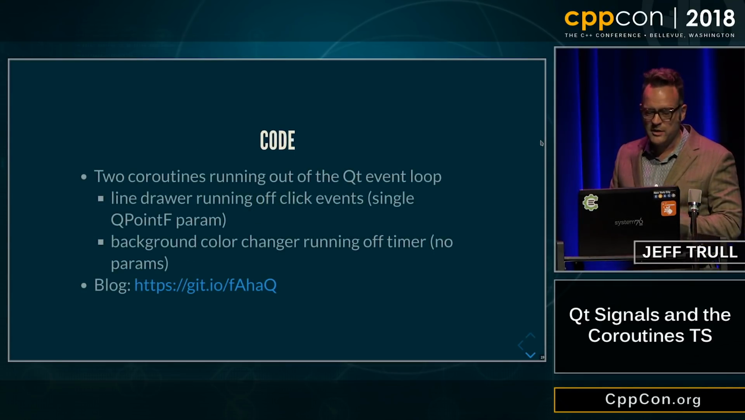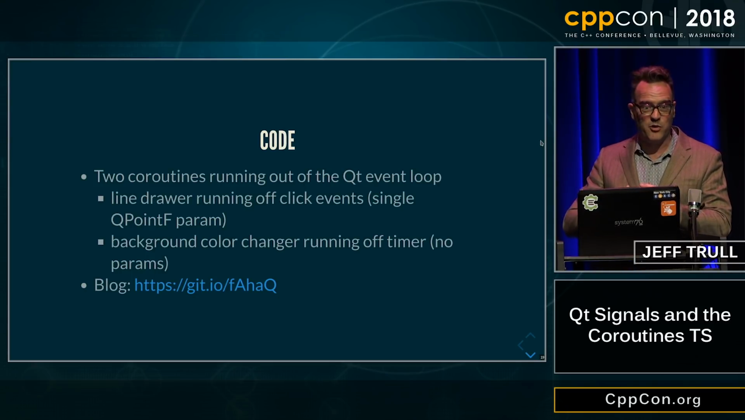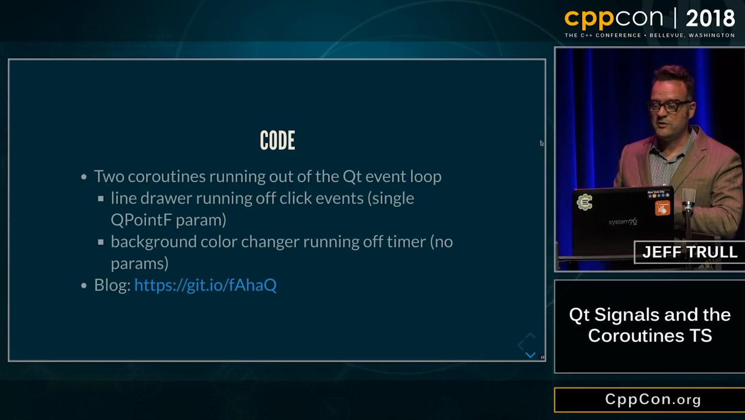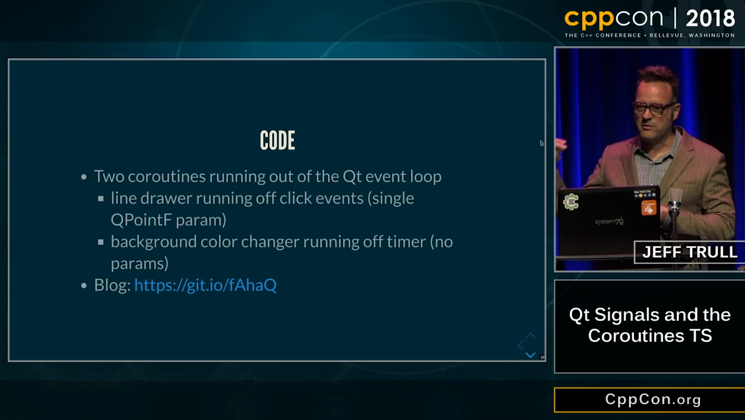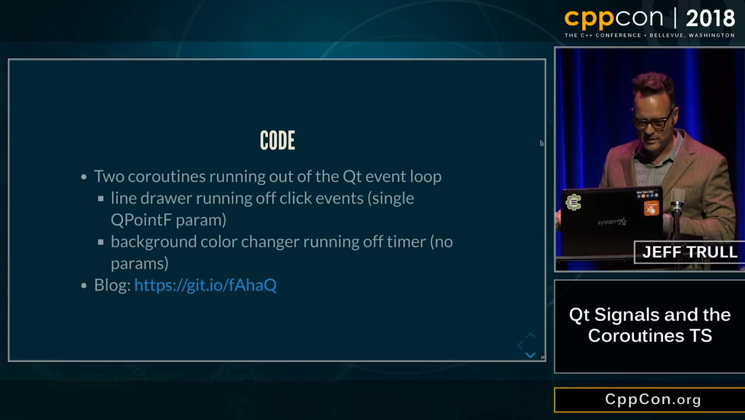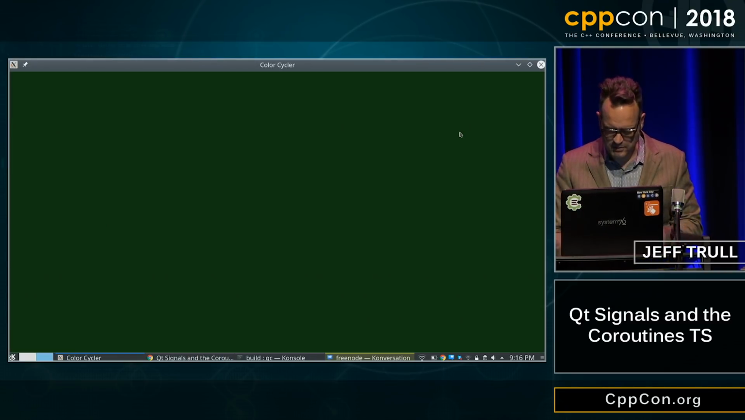So here's our demo. The code I'm going to show right now is two coroutines. One takes one parameter, namely a point, whenever we click on the window. The other one takes no parameters at all. It's just running off of a timer, and it's changing the background color constantly. And if you're interested in this code, there's the URL shortener thing for it. Okay, goodbye. Here we go.